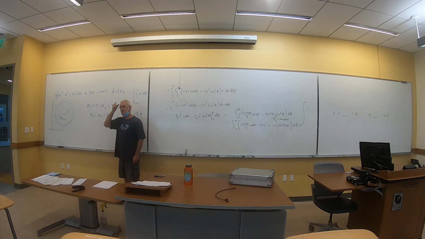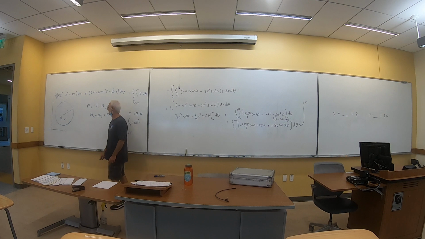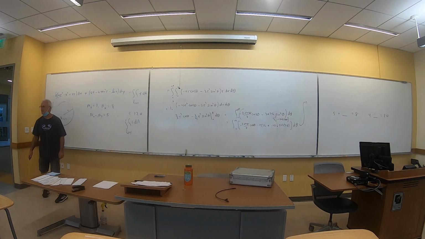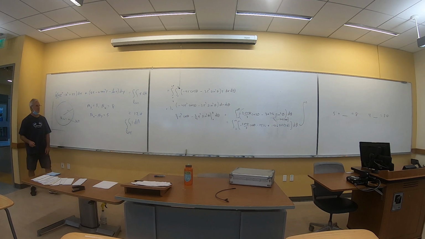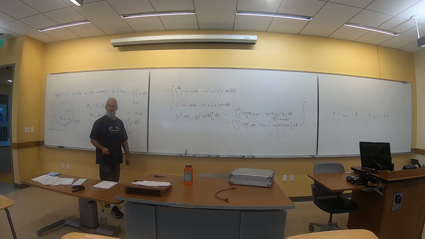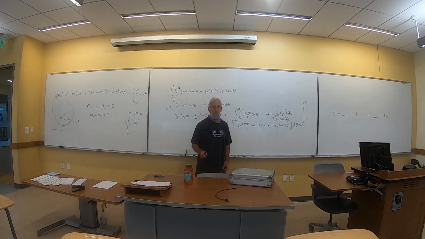Now, same problem. I gave you a circle, and my circle's not even centered at the origin. Oh, my gosh. Anybody got an idea? And what's the area of the circle? 36 pi? So what's my answer? 5 times 36 pi. How come?